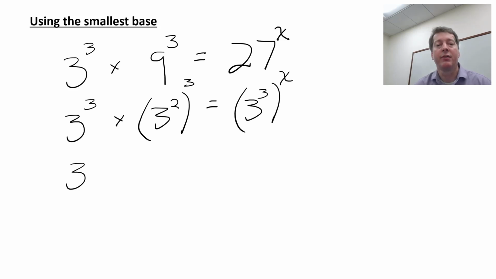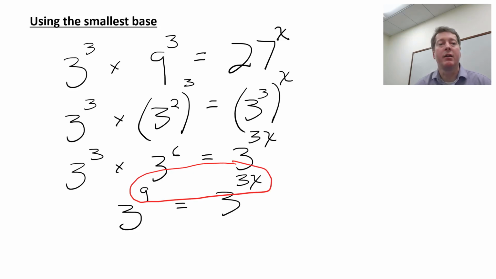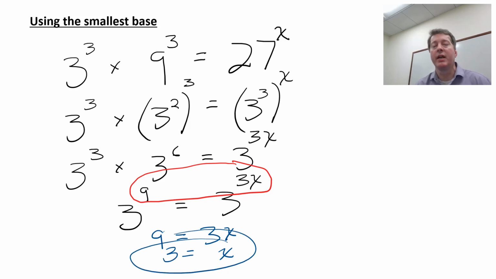So what do I have here? I have 3 cubed times 3 to the 6th equals 3 to the 3x. On the left, 3 cubed times 3 to the 6th is 3 to the 9th. So 3 to the 9th is equal to 3 to the 3x. Well, if that's the case, then that means that 3x has to equal 9. I divide both sides by 3. x is equal to 3. So sometimes you can actually solve for a variable by taking numbers and reducing them down to the smallest base.